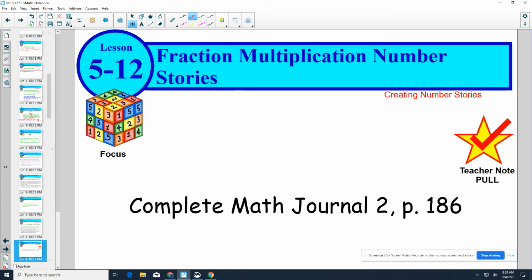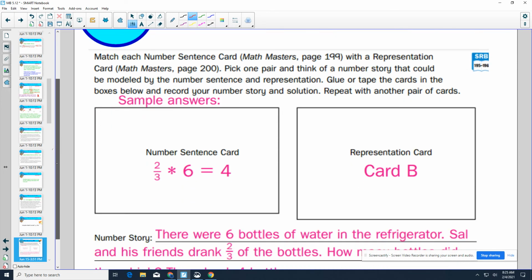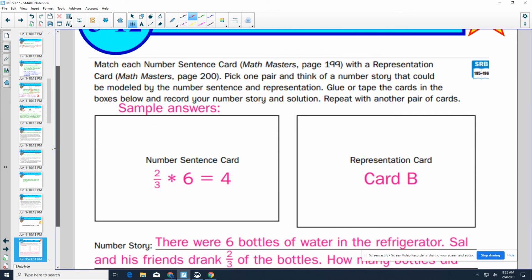So go ahead and pause the video and look at Math Journal 2, page 186. So when we look here, we have a couple sample problems, and I do not want you to just copy this one into your book. But let's read the directions. Match each number sentence card, Math Masters, page 199, with the representation card, Math Masters, page 200. Pick one pair and think of a number story that could be modeled by the number sentence and representation. Glue or tape the cards in the box below and record your number story and solution. Repeat with another pair of cards.